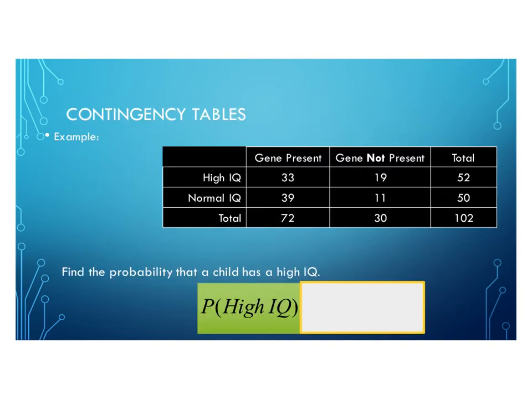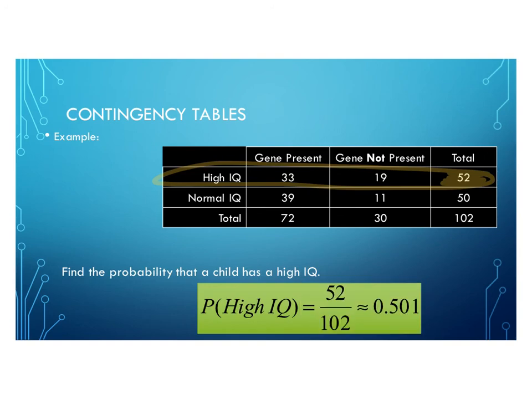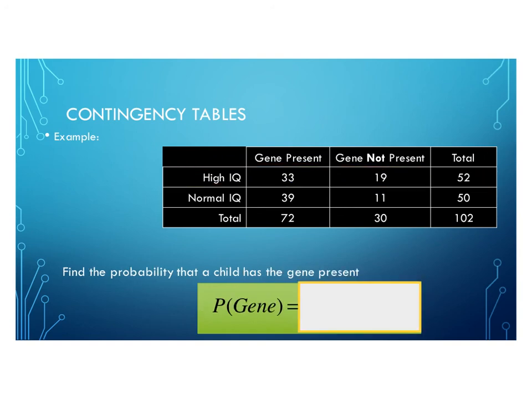I want to know what is the probability that a child has a high IQ. So I take my total high IQ, here's my high IQ. So I'm going to take the 52 over the total number of kids, and we get about 50%. Next example, I want to find the probability that a child has the gene present. So total gene present is our 72. And if I want to know the probability that a child, total children, is 102. So 72 over 102, the end.